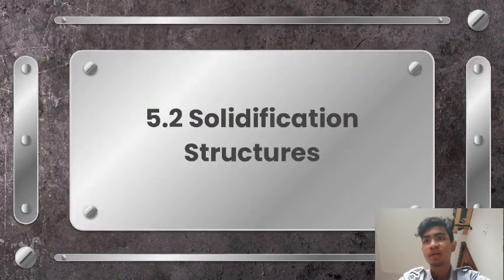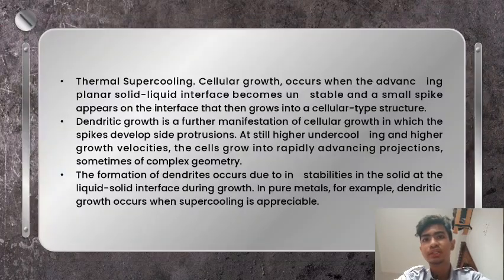Okay, next is chapter 5.2, solidification structure. The solid-liquid interface during solidification normally exhibits one of three types of crystal growth in the liquid: planar, cellular, and dendritic growth.